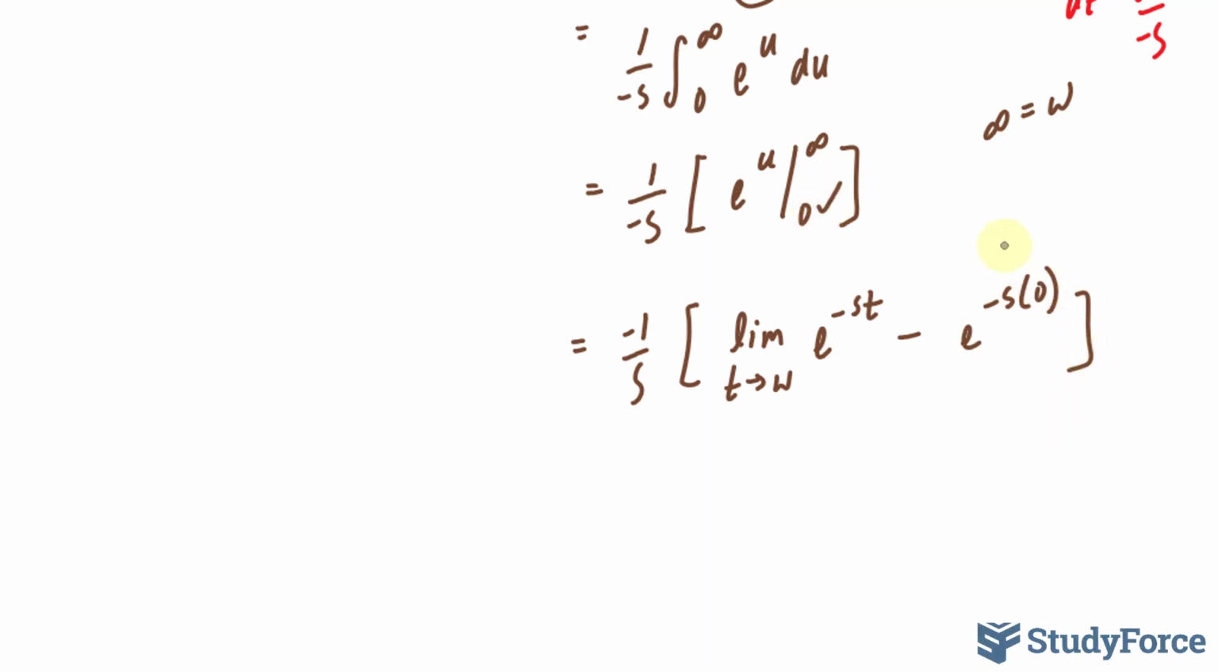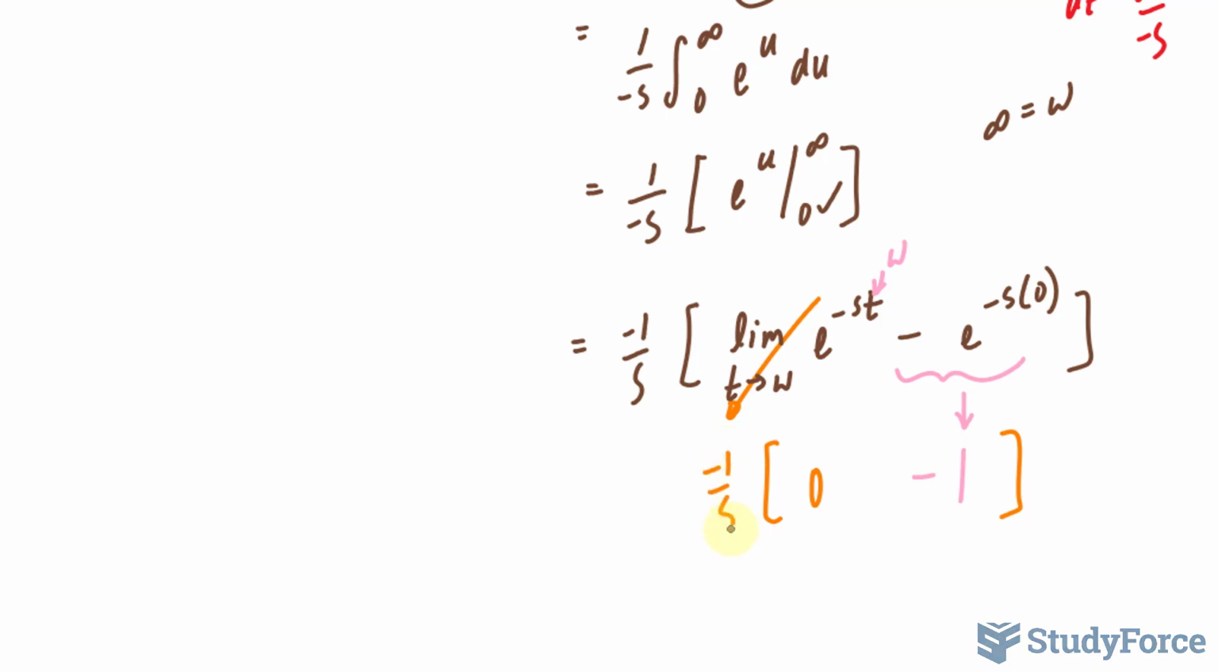Let's start by doing the easier of the two. E to the power of 0 is 1. So we have negative 1. This becomes negative 1. And over here, if I take the limit where t approaches infinity, or w, so this becomes w, or think of it as infinity, we'll have e to the power of a very large negative number. That will end up giving us a number that's close to 0. So this all goes to 0.